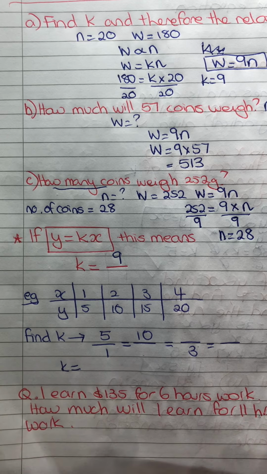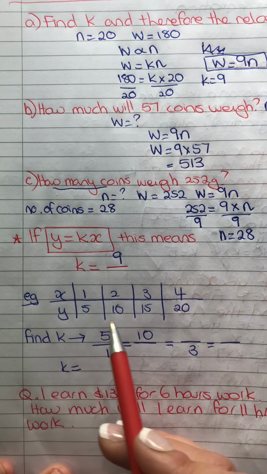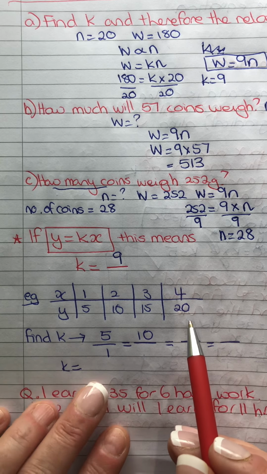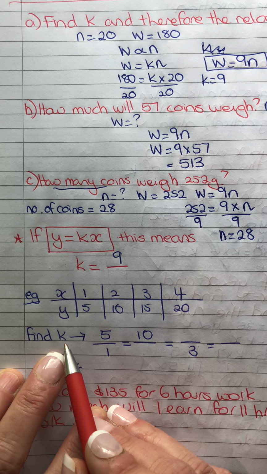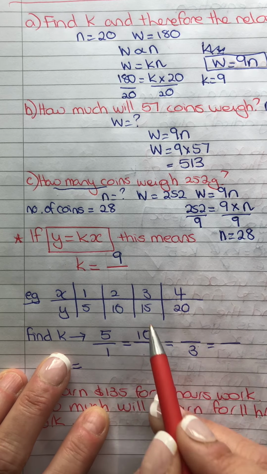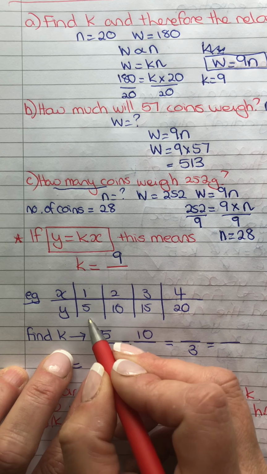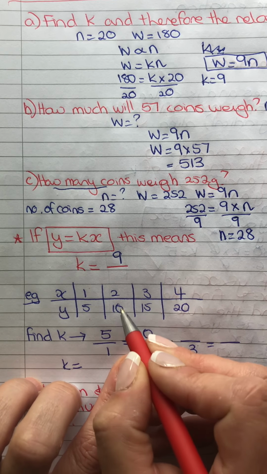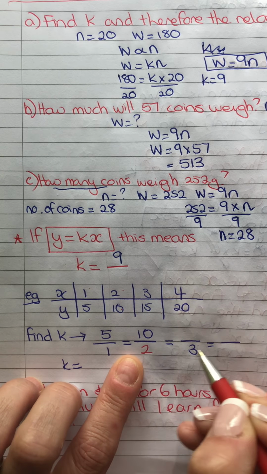All right, and the last kind that you're going to get today is a table of values like we did yesterday. So this time if we want to find k, I'm going to show you a shortcut to finding k. You put all of these into fractions. So you're going to put the y value over the x, and that's going to equal that y value over that x. So that's 5 over 1.